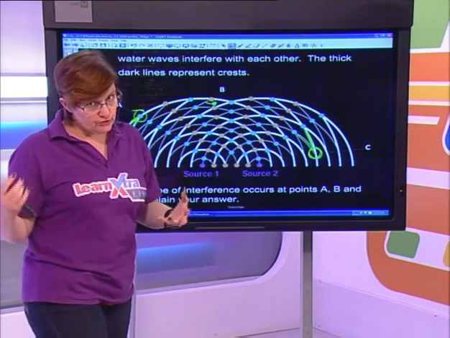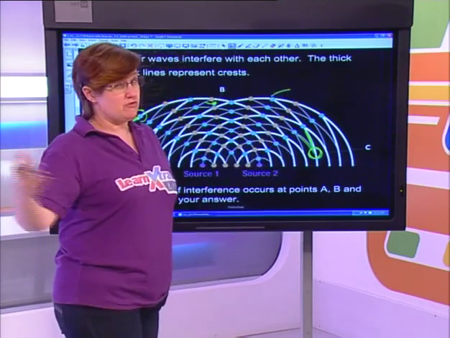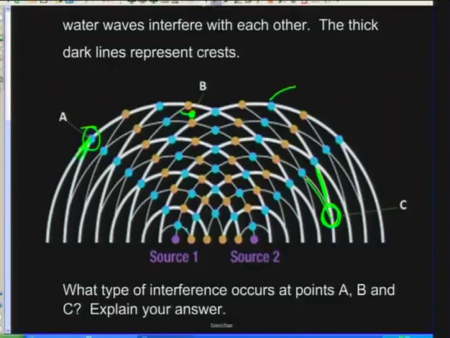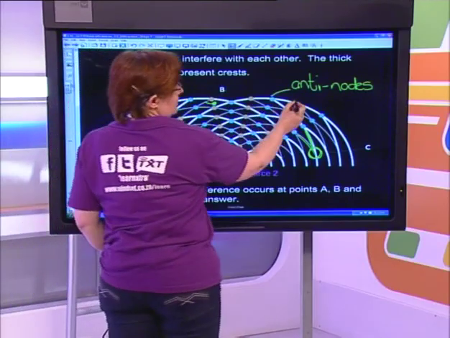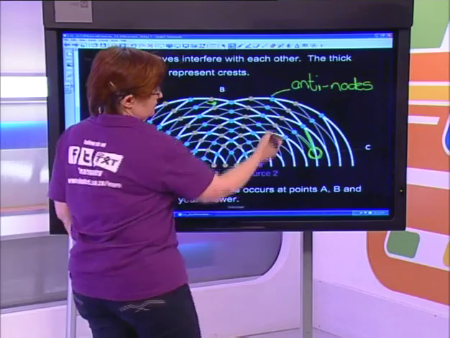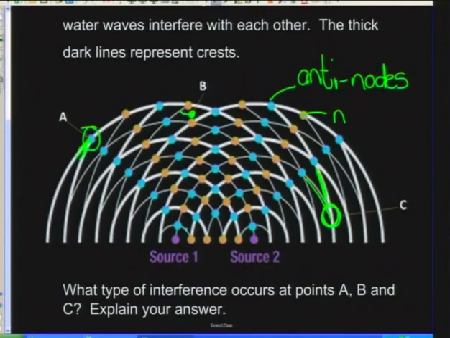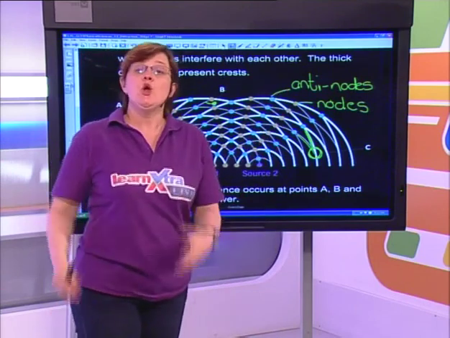Just as a little bit of extra for you, these blue points, which all represent constructive interference, are known as antinodes. Okay? And if I join a whole bunch together, it becomes an antinodal line. These beige points on my diagram represent points of destructive interference because I have a trough meeting a crest. And these are known as nodes.